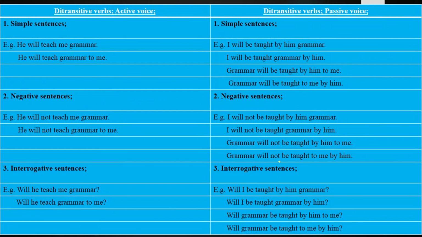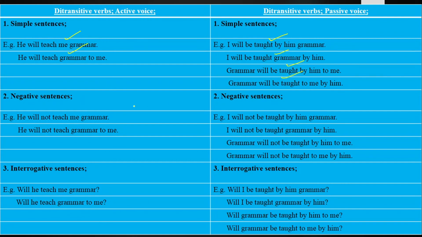the active voice and passive voice sentences of ditransitive verbs. Now, 2 ways in active voice and 4 ways in passive voice we will be discussing. He will teach me grammar, he will teach grammar to me, I will be taught by him grammar, I will be taught grammar by him, grammar will be taught by him to me, grammar will be taught to me by him.